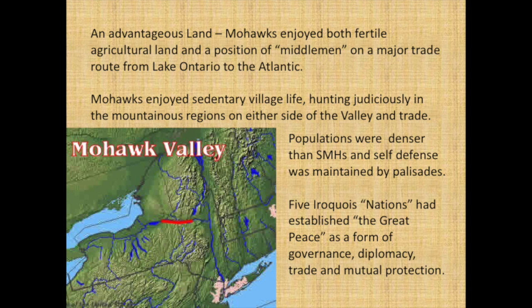So they developed the five Iroquois nations. They established the Great Peace, which bonded them all together as allies, and as a form of governance and diplomacy and trade and mutual protection. It was a different society in many ways. The fact that they didn't migrate from place to place because they were dependent upon maintaining their agricultural lands and having easy access to them. But it also created a different sort of system where they were much more aggregated together in villages that were not necessarily seasonal, but more permanent.